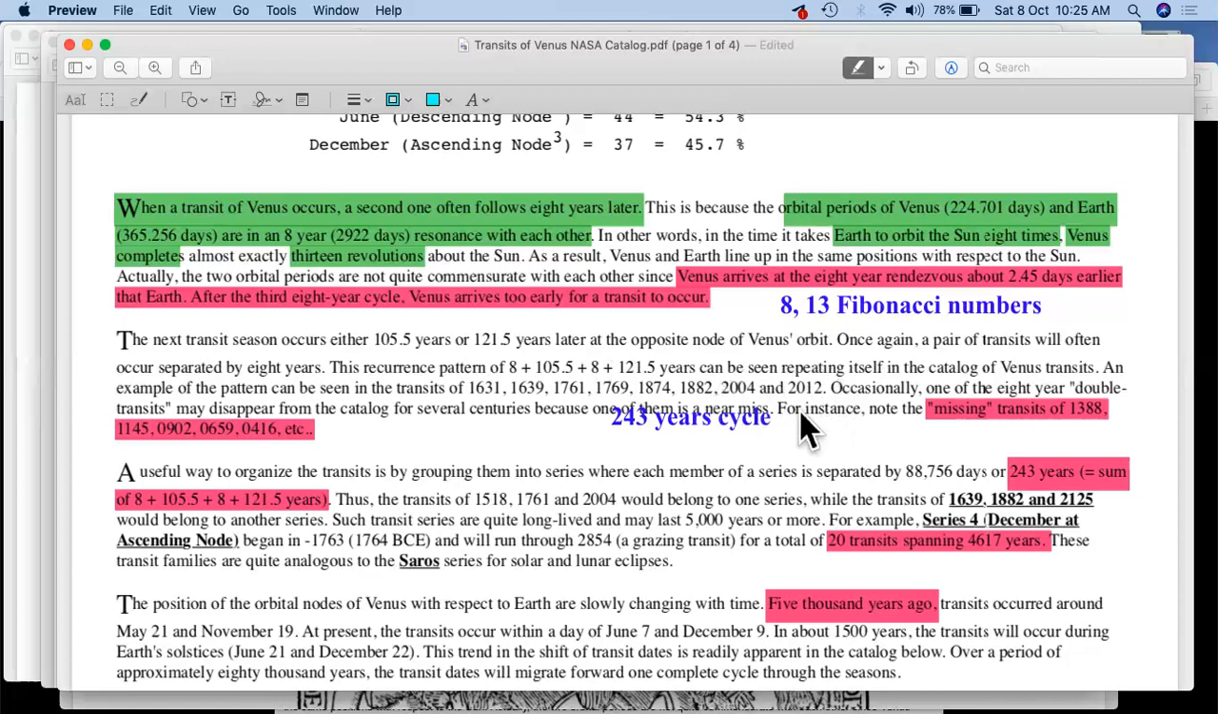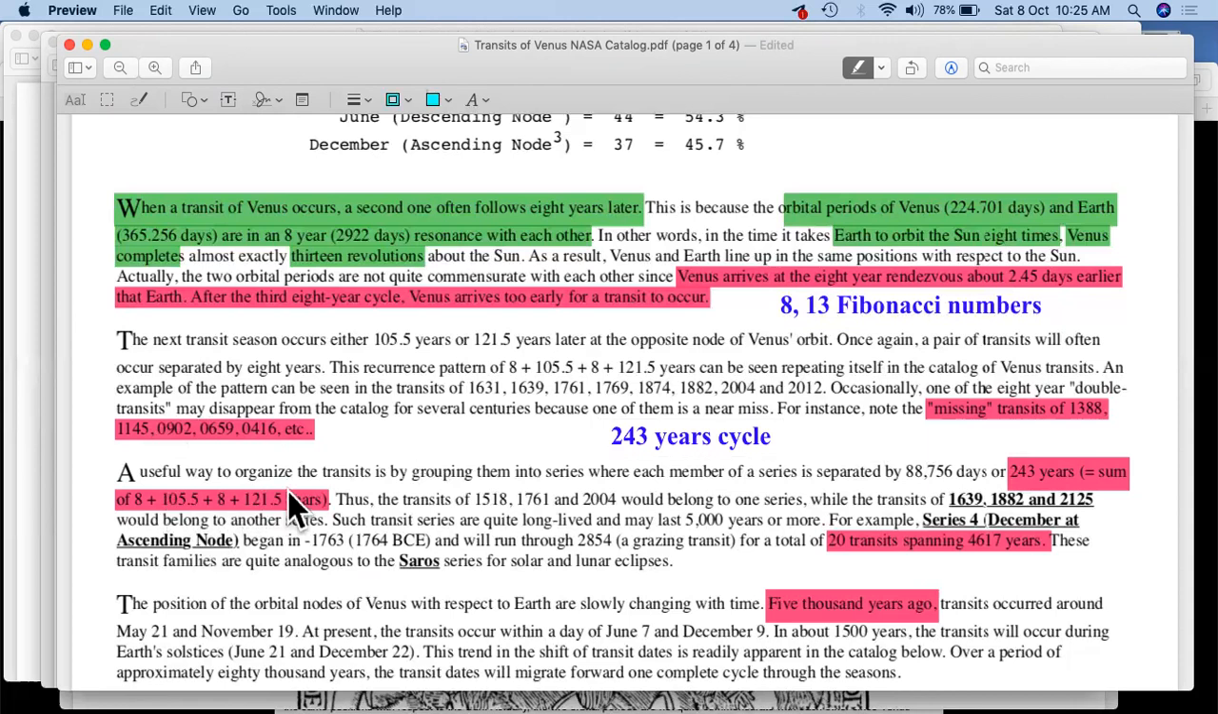So gradually, all together, all these things are coming into place. Occasionally, one of the 8 year double transits may disappear from the catalog for several centuries because one of them is a misyear. For instance, note the missing transit of 1388, 1145, 1902, 659, 416, etc. So probably you have to do the calculations from your side.